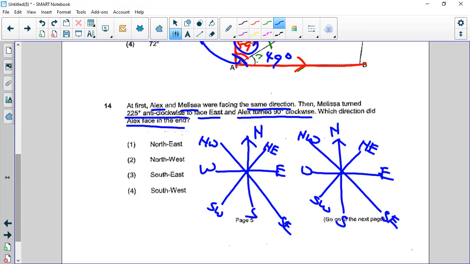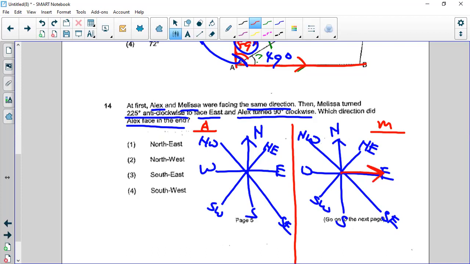Okay, then what do you do next? Then you start doing your working on the compass. So the first one is Alex. Okay, this is Alex. And this is Melissa. Melissa turned 225 degrees anti-clockwise to face east.